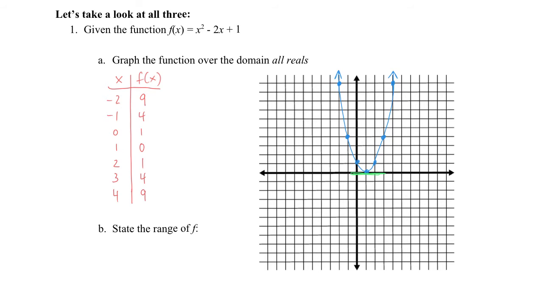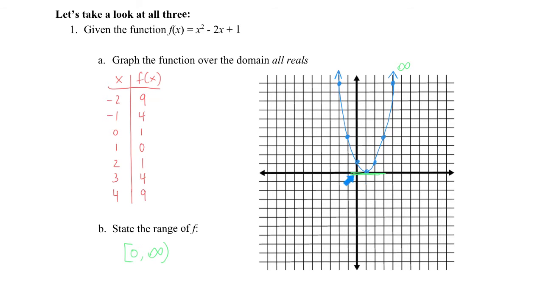In both cases, this goes off to infinity. So we actually don't have a top here. This goes off to infinity. So I like to give my range either as a compound inequality or interval notation is really, really nice. This has a bottom of 0 and a top of infinity. So there's my range in interval notation.